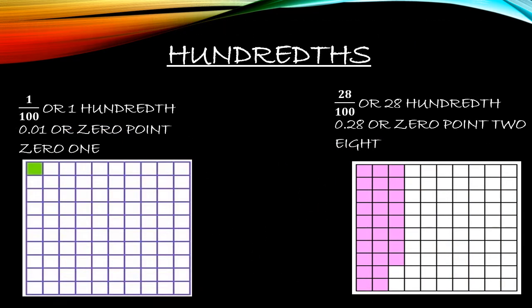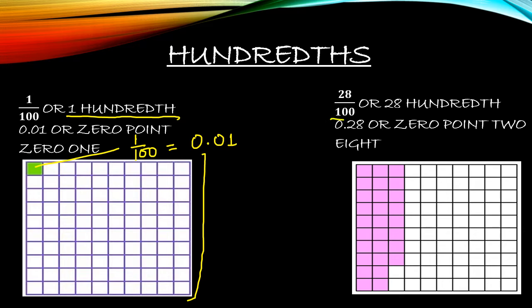Let us now divide a whole into 100 equal parts. You can see we have divided one whole into 100 equal parts. So here each part indicates 1 upon 100. So this 1 upon 100 is called 1/100th, or it can be written as 0.01 in decimal.